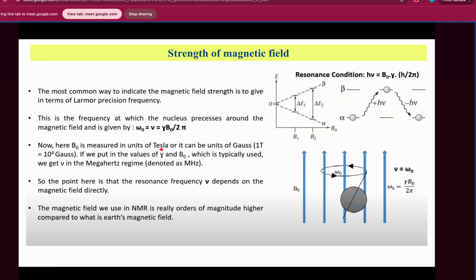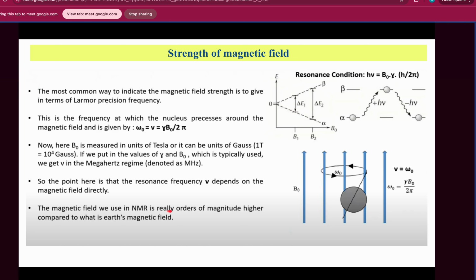And here B naught is measured in units of Tesla. The external magnetic field is measured in Tesla or Gauss. So 1 Tesla equals 10 raised to power 4 Gauss. If we put in the typically used values of gamma and B naught, we get nu, which is in the megahertz regime. The point here is that the resonance frequency, nu, depends directly on the magnetic field, because nu equals gamma B naught, which means there is a relationship between them, and they are directly proportional to each other.